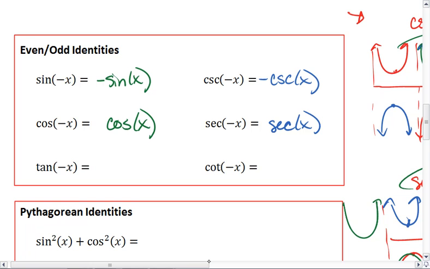So notice the pattern here. Sine and cosecant, which are automatically paired up as reciprocals of one another: sine of negative x is negative sine x, and cosecant of negative x is negative cosecant x. Whereas cosine and secant, which are paired up as reciprocals of one another, equal the positive version of their forms.